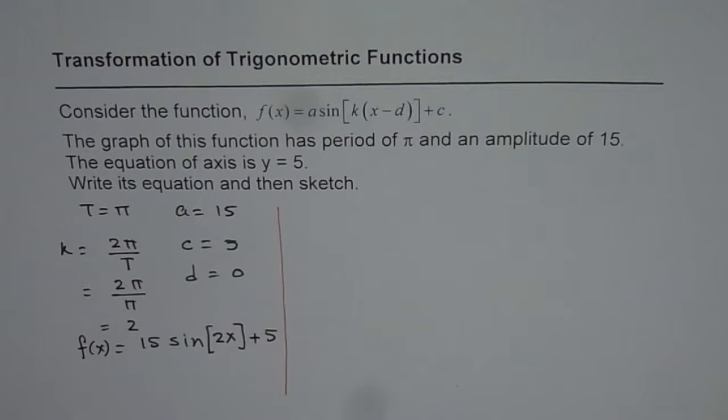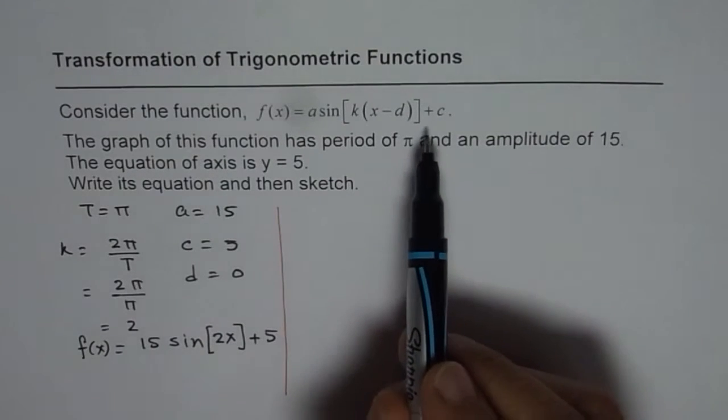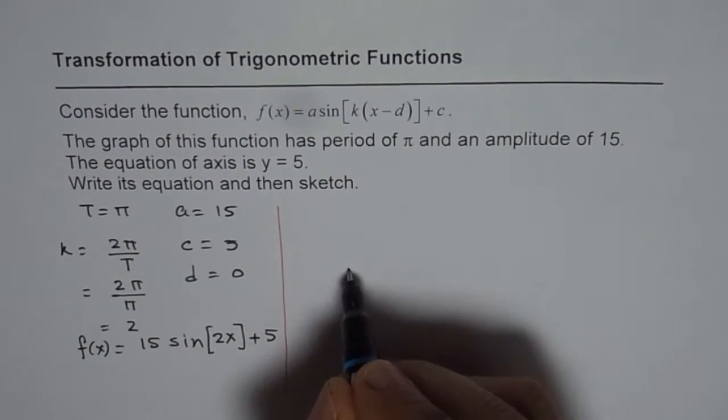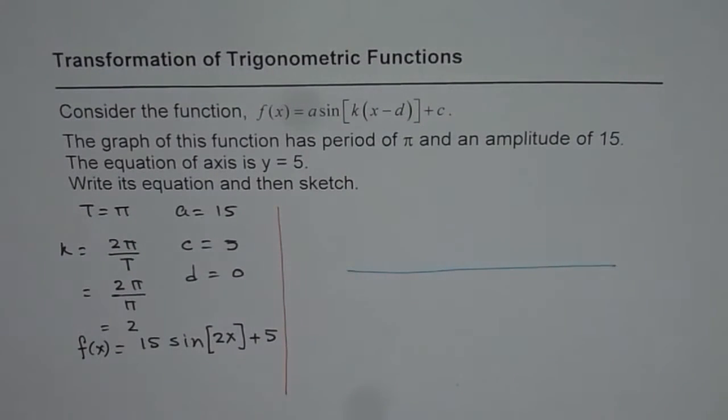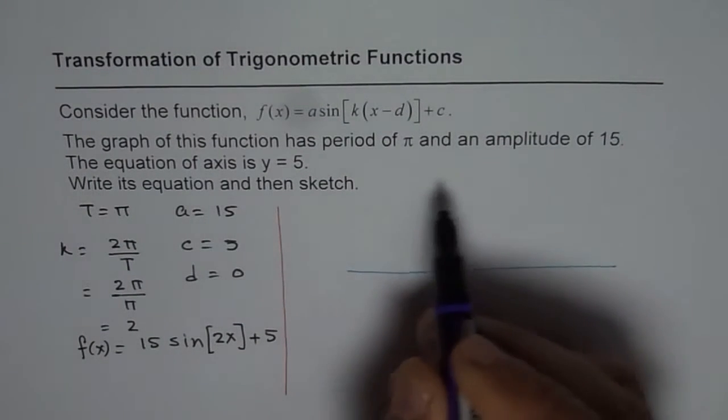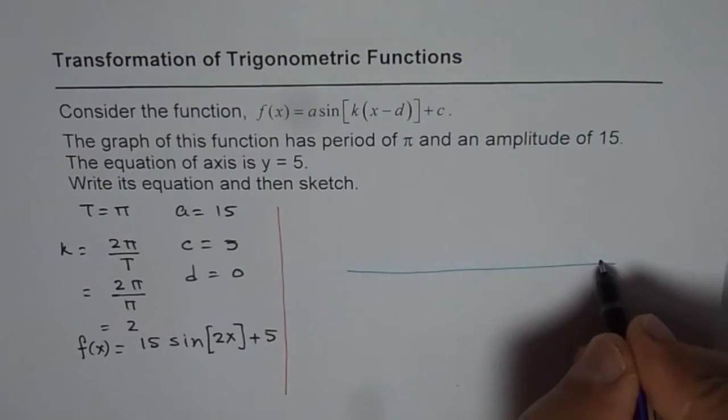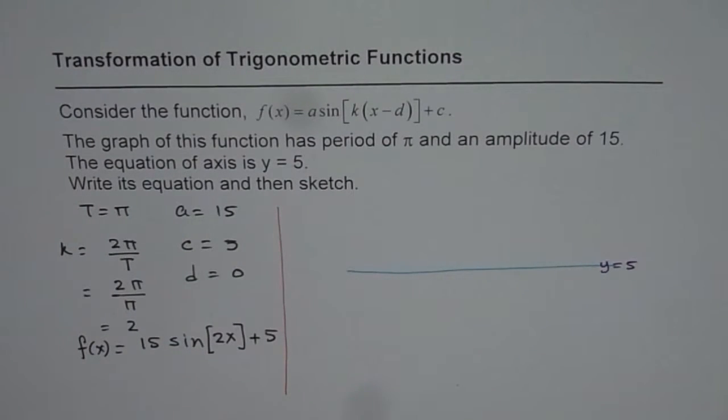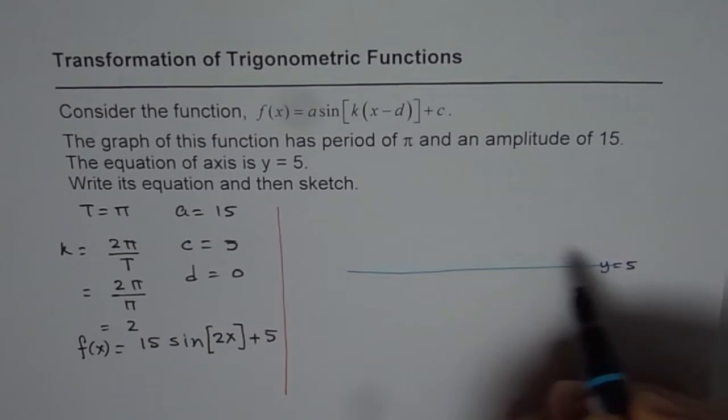I'm going to introduce you to my way of sketching, and that is kind of interesting, and I hope you will like it, and it is a really very easy way of sketching trigonometric functions. I'd like to begin with the axis itself. Let's say this is the axis for the sine function, right? So the axis is given to us as y equals 5. Now the amplitude is 15. That means the sine wave will have a maximum of 15 plus 5, correct?